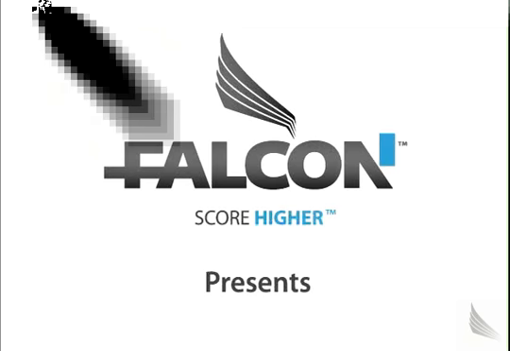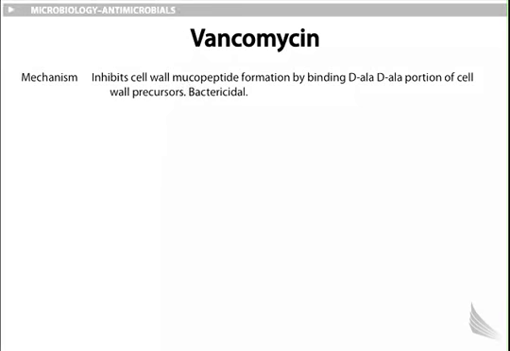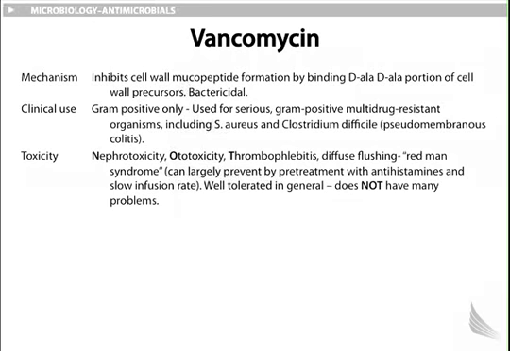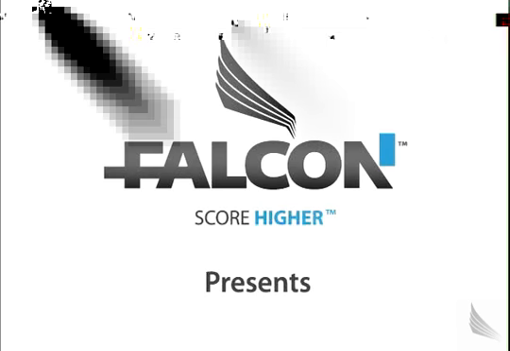Vancomycin is another drug. It inhibits cell wall mucopeptide formation by binding D-ala-D-ala portions of the cell wall precursors. It is bactericidal. Its clinical use is for serious gram-positive multi-drug-resistant organisms, including Staph aureus and Clostridium difficile, when pseudomembranous colitis is a problem. Its toxicity includes nephrotoxicity, ototoxicity, and thrombophlebitis with diffuse flushing, known as red man syndrome. This red man syndrome can largely be prevented by pretreatment with antihistamines and a slow infusion rate. Generally, it's well tolerated and does not have many problems.